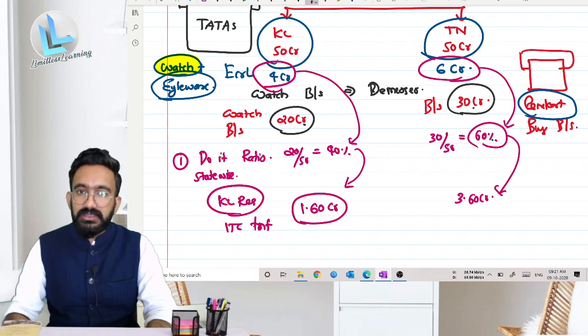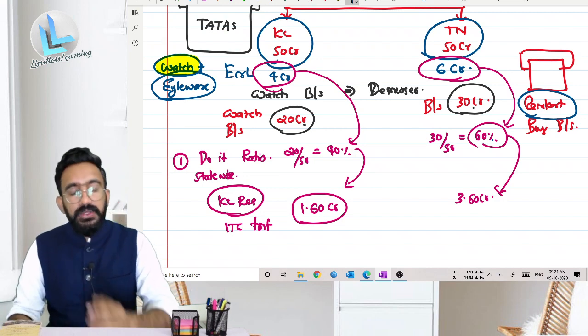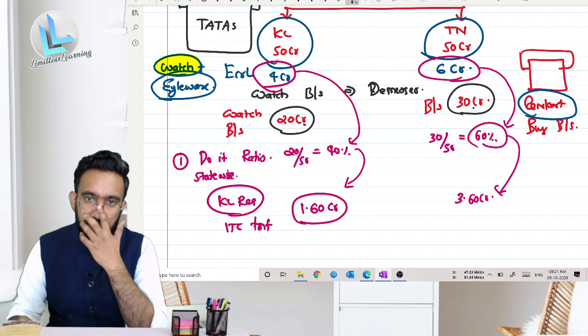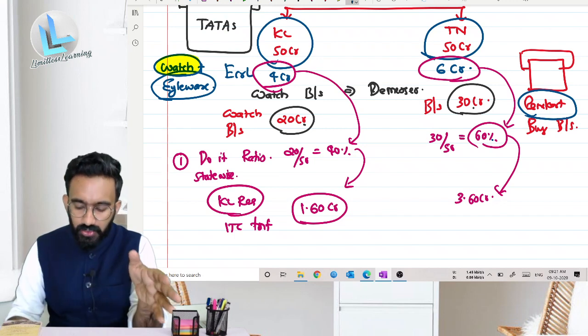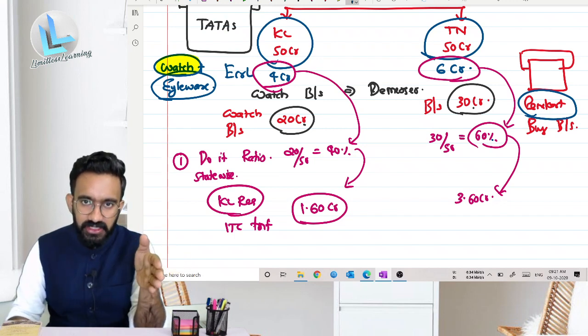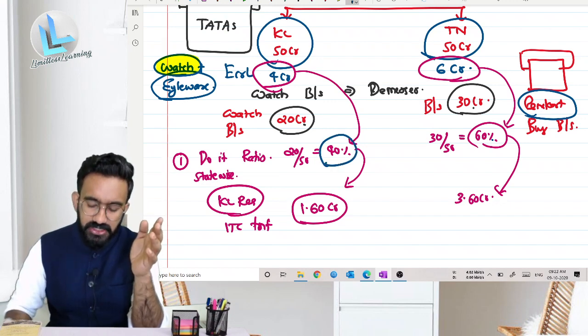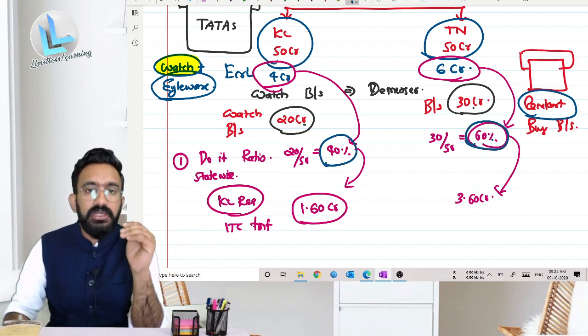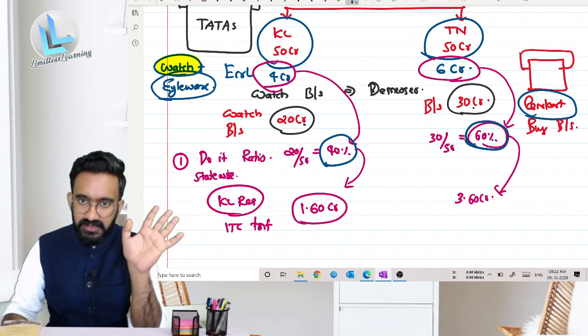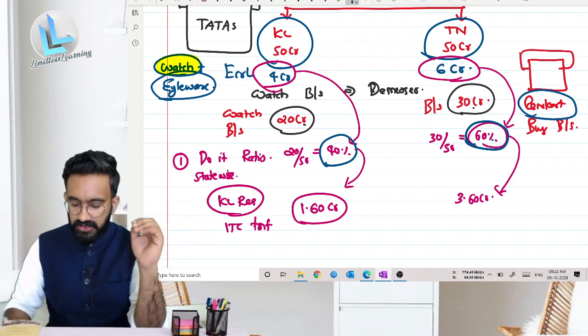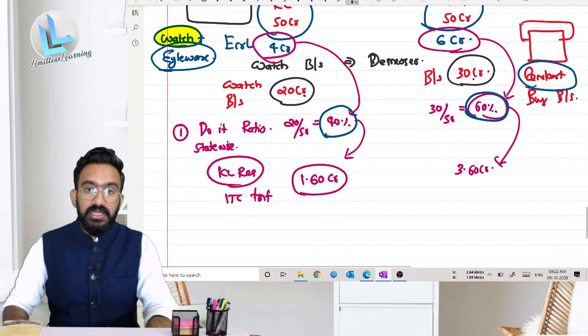Are you understanding? So they're saying that it is not going to be computed on an all India level. Even though you're transferring 50% of your asset, your asset ratio is going to be 40% for Kerala and 60% for Tamil Nadu. This is the first case. Okay, this is the ITC to be transferred.